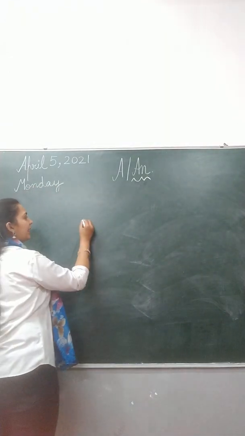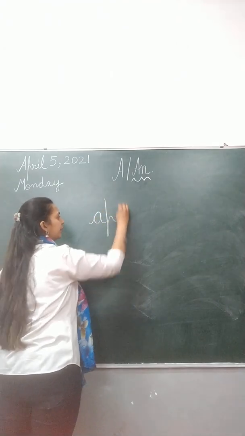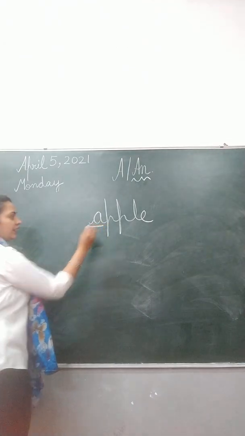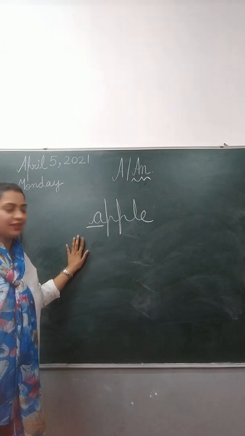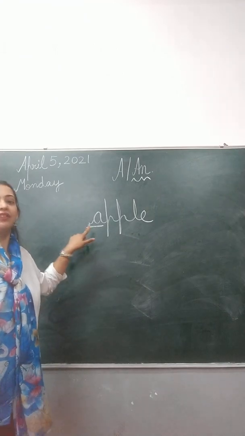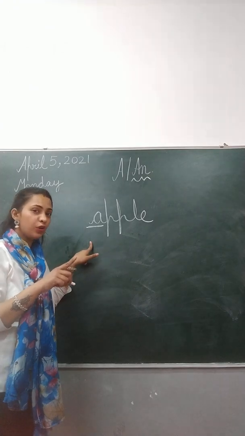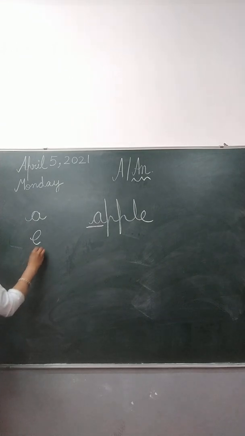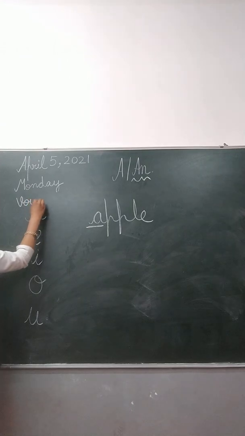Whenever a word is starting, what we have to see is, like, this is my word and this word is starting with A, that is apple. So what we are going to judge in this word is which letter it is starting with. This word is starting with A and A is a part of the vowels. What 5 vowels have we already learned? We have learned A, E, I, O and U.